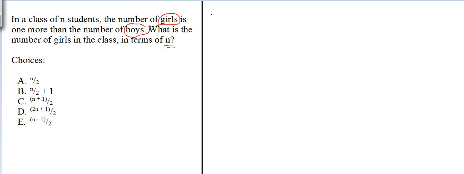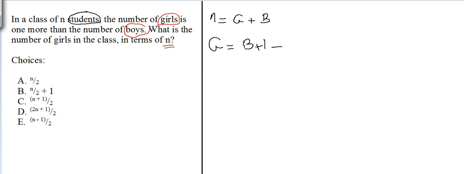Let n be the number of students in the class. So in terms of n, we can say it's the number of girls plus the number of boys. Now, what do we have here? We have the number of girls is equal to 1 more than the number of boys. It's the number of boys with 1 added to it. So number of girls equals number of boys plus 1.